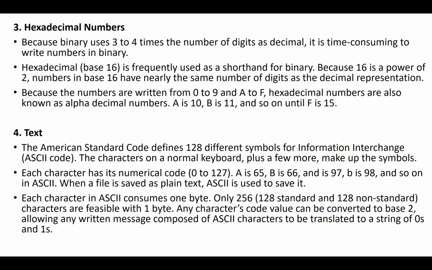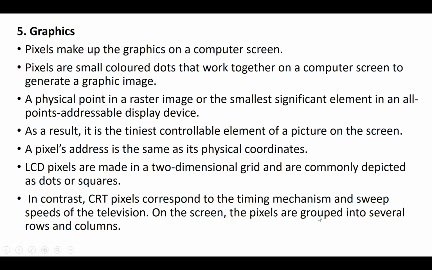And for text, we can take the ASCII code from the keyboard. There are symbols we can consider, and this is from 0 to 127. Here we can represent capital A with 65, capital B with 66 in ASCII. Similarly, small letters have different numerical representations, and ASCII consumes 1 byte for each character, and 256 characters are visible with 1 byte. Any character code value can be converted into base 10.